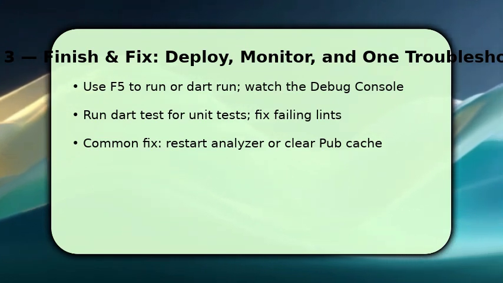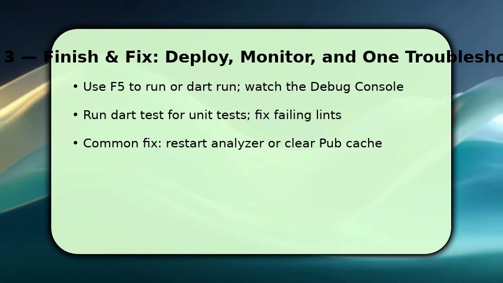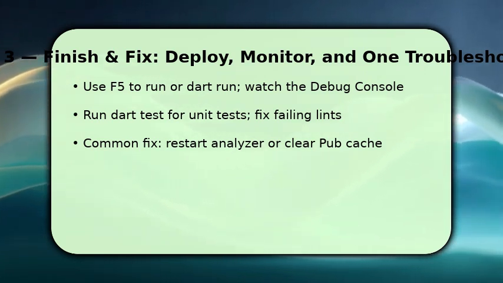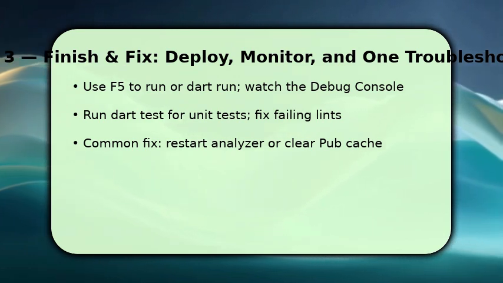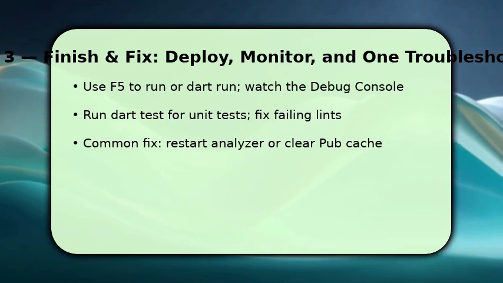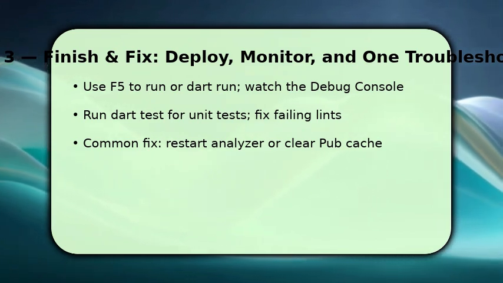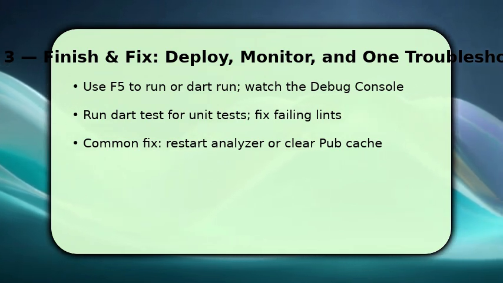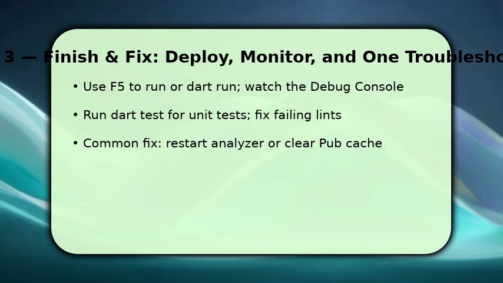Press F5 or run dart run from the integrated terminal, watch the debug console for stack traces, and use hot reload when available. Run dart test to exercise units. If lints fail, fix code or adjust analysis_options.yaml. If the analyzer misbehaves, restart the Dart extension or run dart pub cache repair to clear corruption.